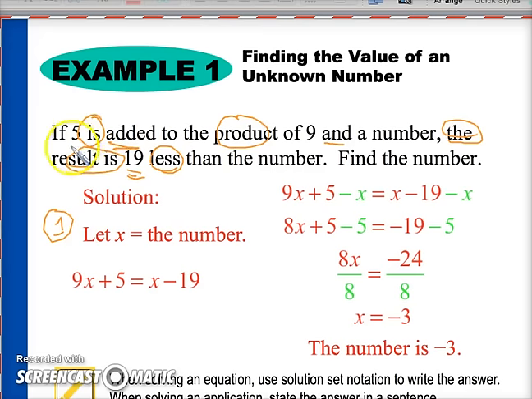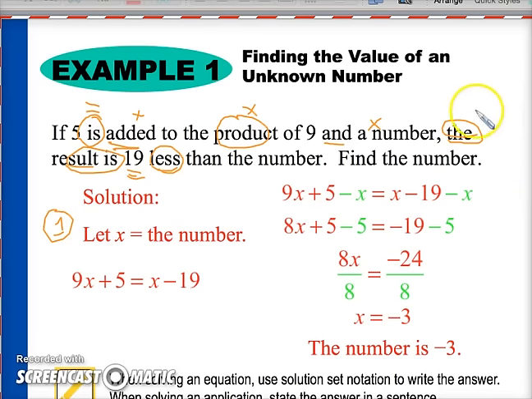So I'm going to say 5 is added to the product of 9 and a number. That means is means equal. Added is addition. Product means multiplication of 9 and a number. A number means I don't know. So I'm going to take 9 times some number. And since I don't know the number, we call that number x in our step 1. So in steps 2 and 3, I'm going to actually write it. 5 is added to the product of 9 and the number. So the first part of the sentence is complete.